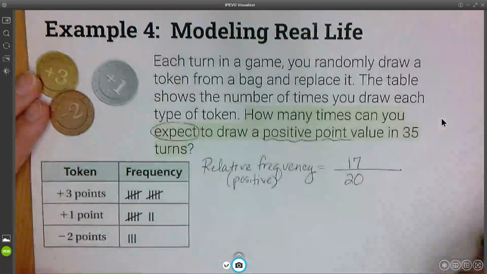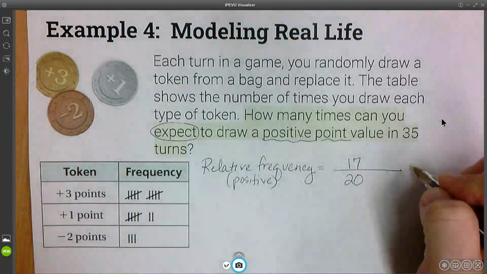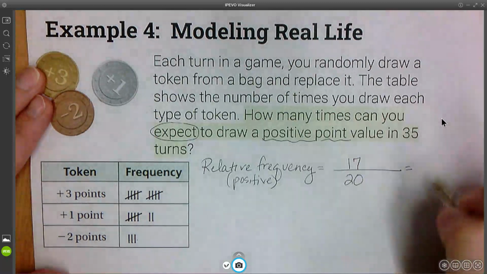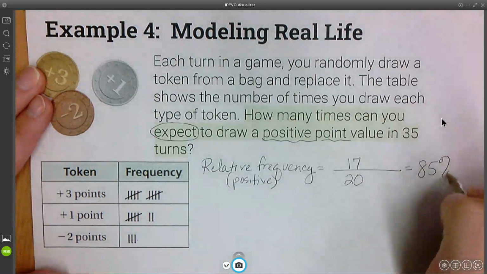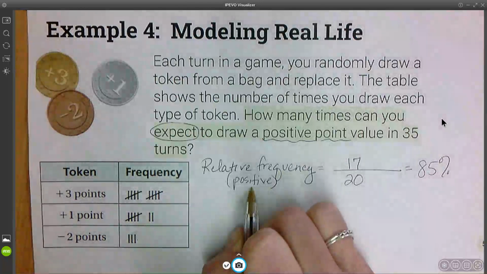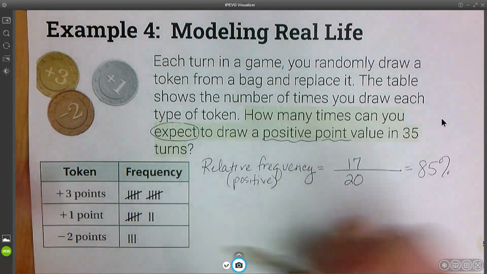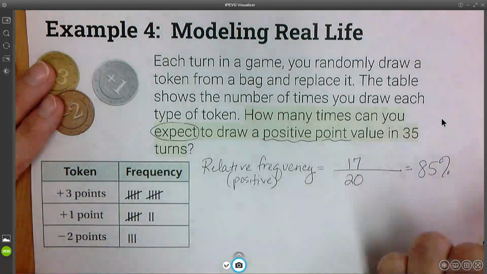So when I take 17 out of 20, sometimes it's easier to turn things into percents rather than using fractions. So I can divide and then multiply by 100, and I get 85% of the time I get a positive, which makes sense because there's more positives in the bag than there are negatives. So I should get it a lot more times.